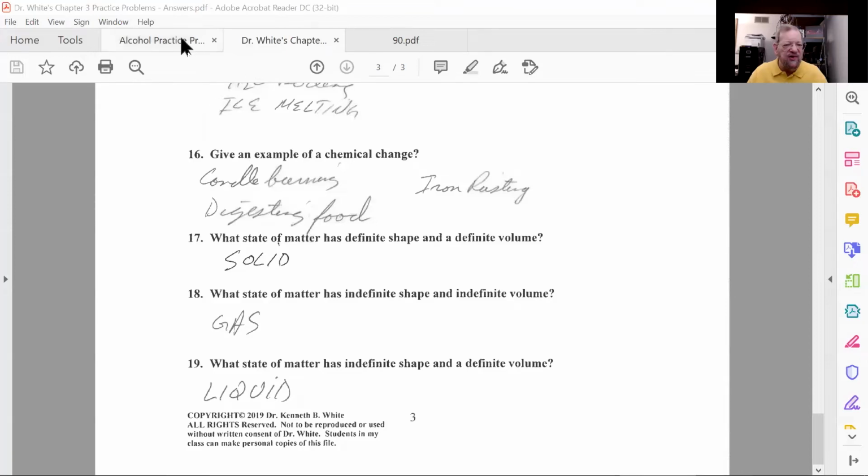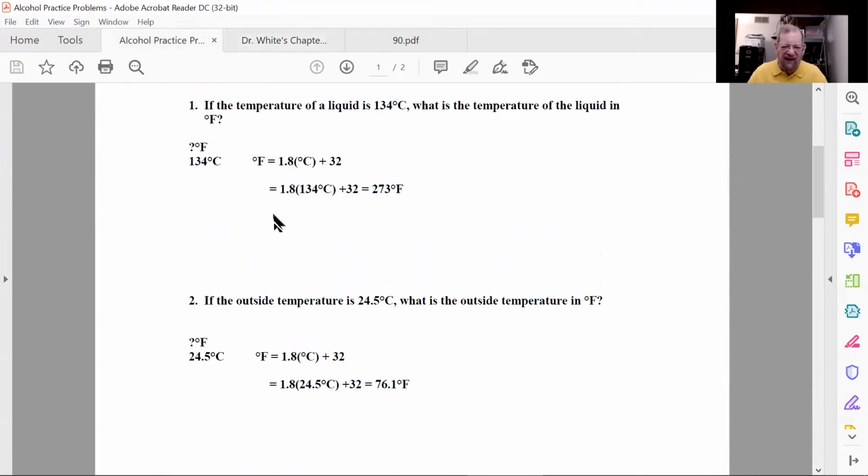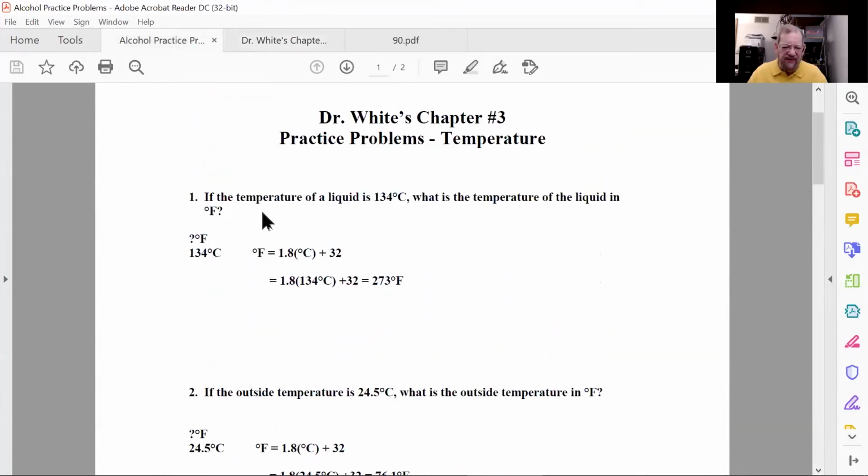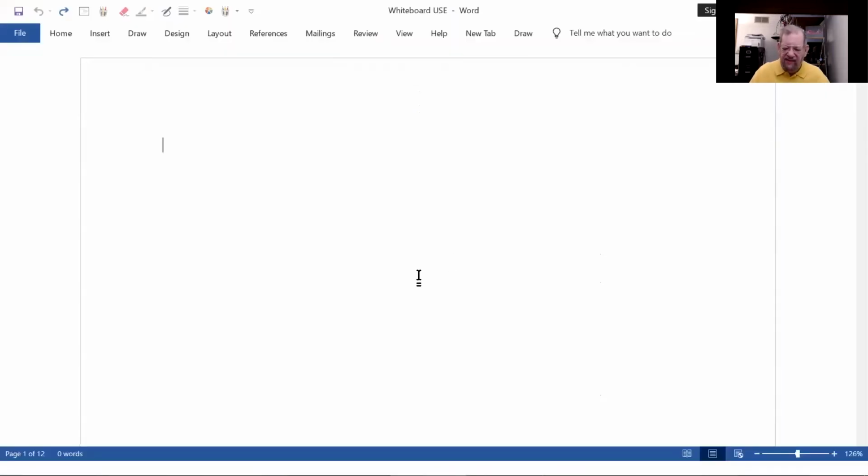All right, let's go to the second practice problem part for chapter 3, which is temperature. Now, before we do that, let me remind you a couple of formulas.